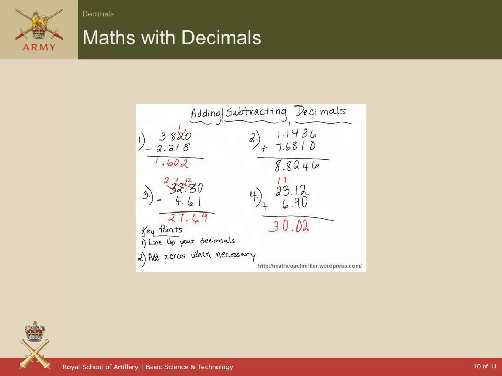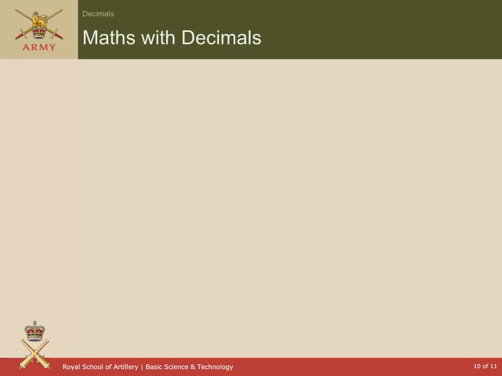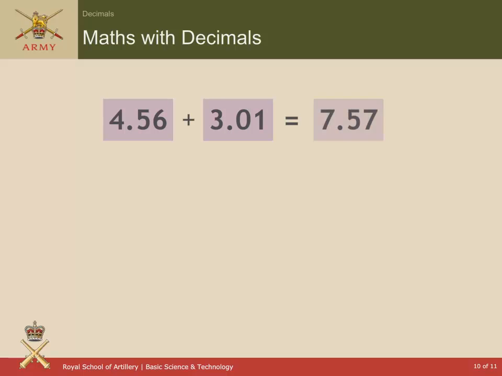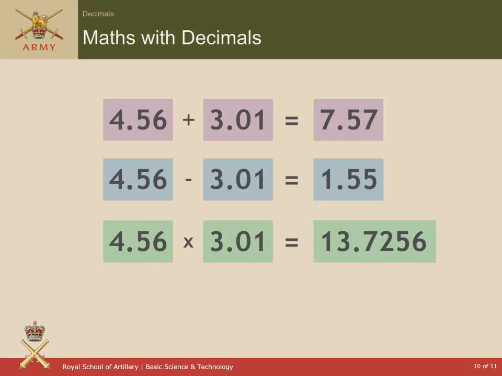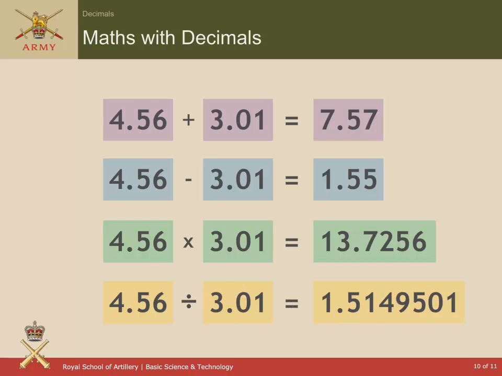When working with decimals, you can do a lot of work in your head or on paper, though calculators make things easier. Calculators are set up for working with decimals, but if you wish, 4.56 plus 3.01 you could do fairly easily in your head. Likewise, subtraction. It gets a little bit trickier when it comes to multiplication or division, but that's what calculators are for. It just makes life a little bit easier.